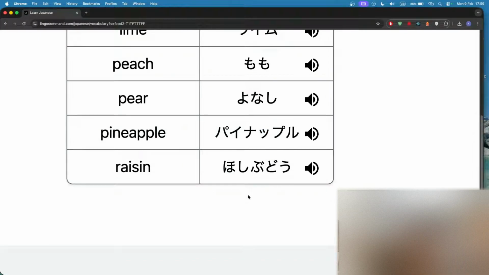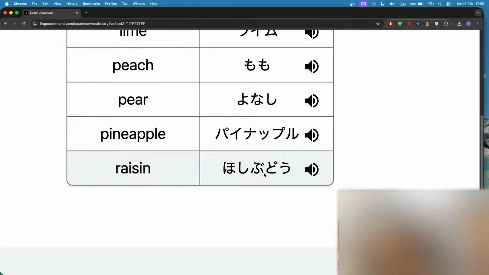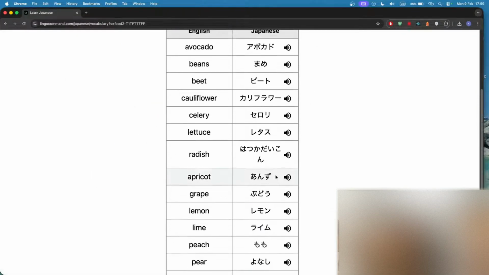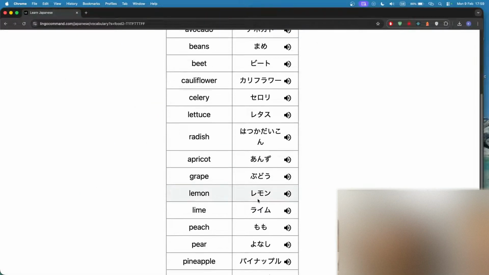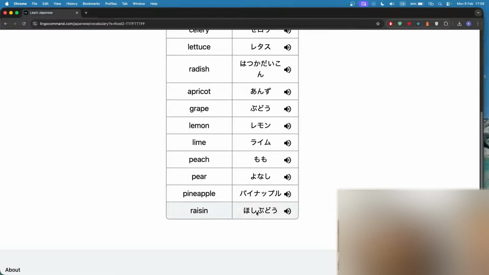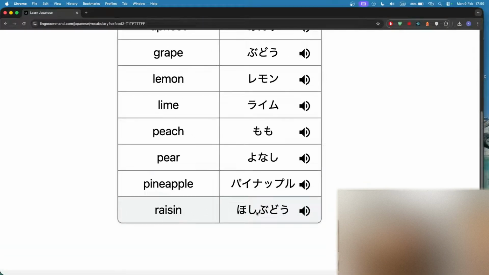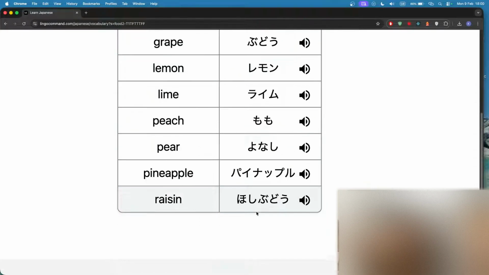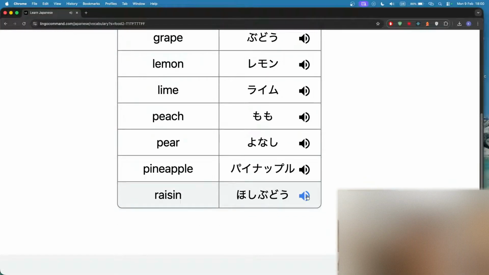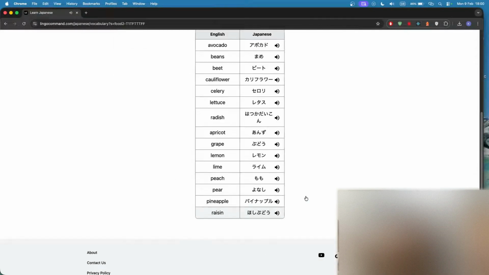Moving on. So for raisin, we have hoshi budo. Now that's interesting, right? Because budo is grape. So I don't know what hoshi means, but it kind of makes sense that the word grape is a subset of the word raisin, or like a substring. 干しぶどう. Oh yeah, this is ho. Okay, hoshi budo, 干しぶどう.